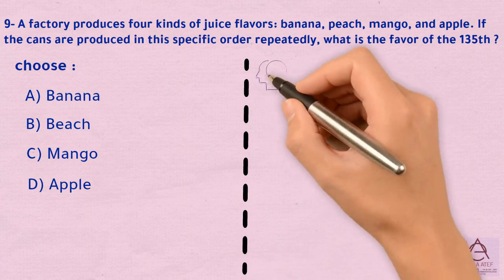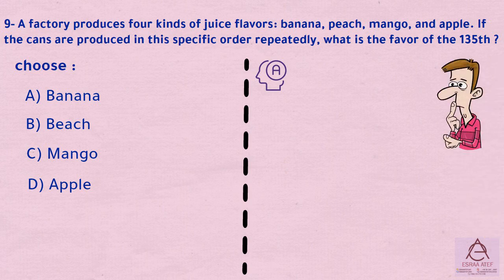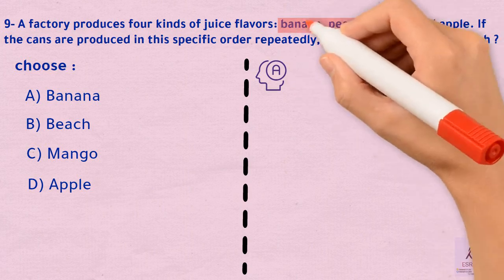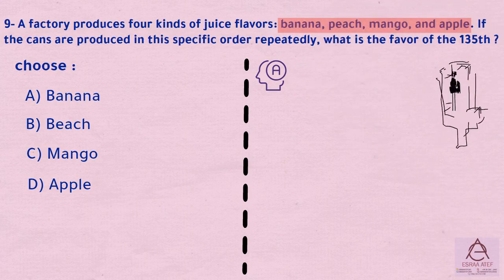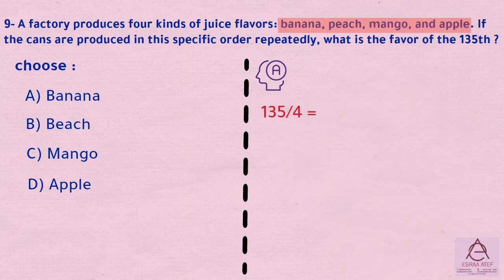In this question, similar to the question of the week, where he asked what the day will be after, for example, 300 days, the meaning is the same here. So how many flavors do we have? We have banana, peach, mango, and apple, which means we have 4 flavors. So we will divide 135 by 4, the number of flavors.